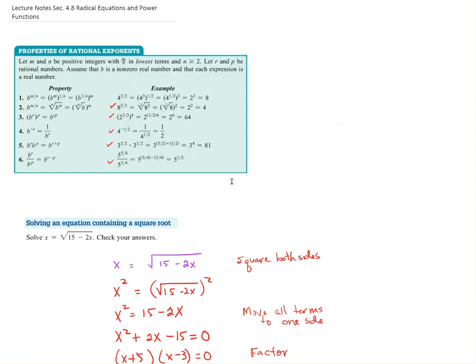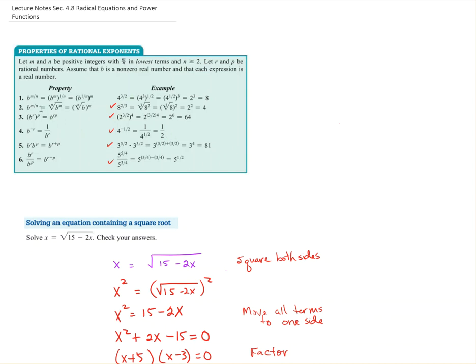This is section 4.8, and we're going to discuss radical equations and power functions. And the first thing that we see in the lecture notes are some properties of rational exponents. We should know those coming in, but if not, we'll just review them. And here's the actual property which they use with letters B and R and P. And here's some examples that may make it a little clearer.